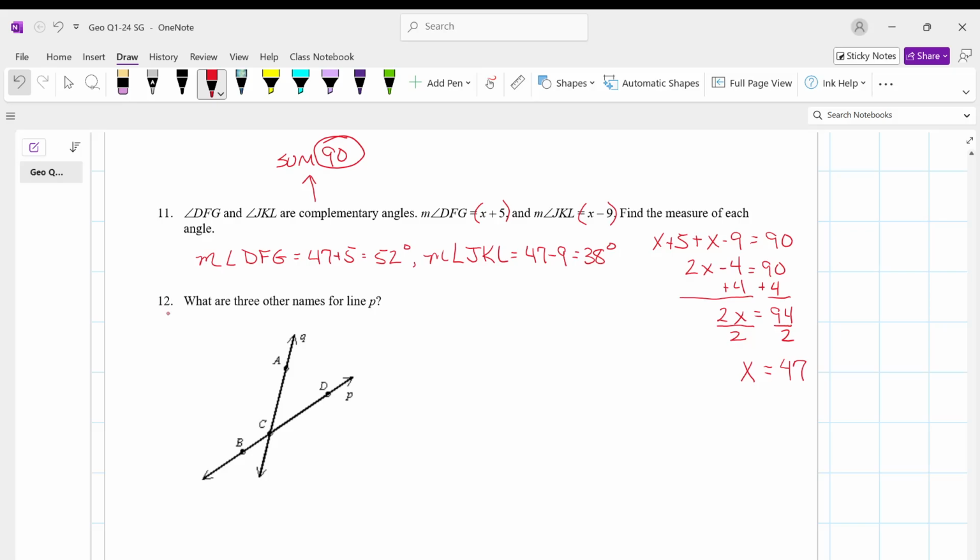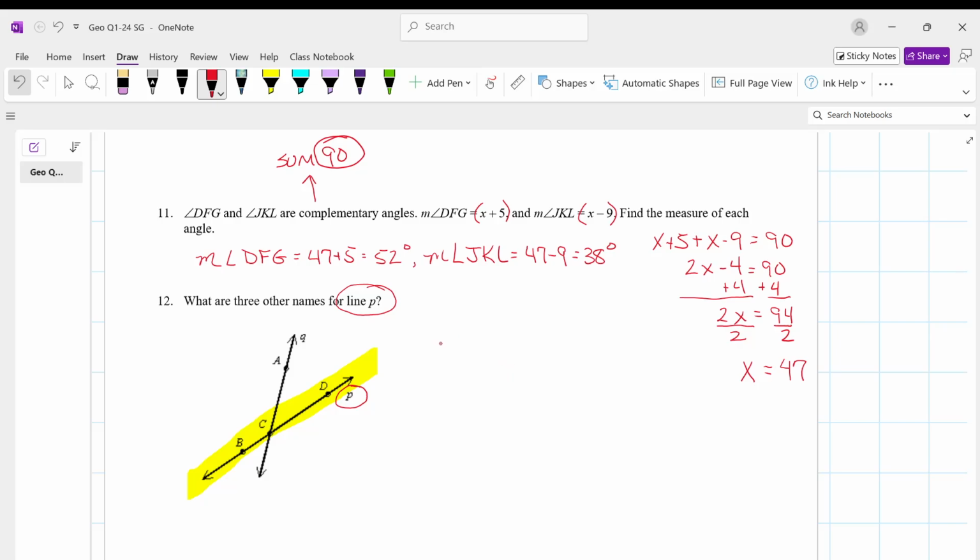All right, problem number 12 asks you, what are 3 other names for line P? Line P is right here, highlighted in yellow. So you can name a line with a lowercase cursive letter, which they did. They called it line P because of this. Or 2 collinear points. Collinear means on the same line.